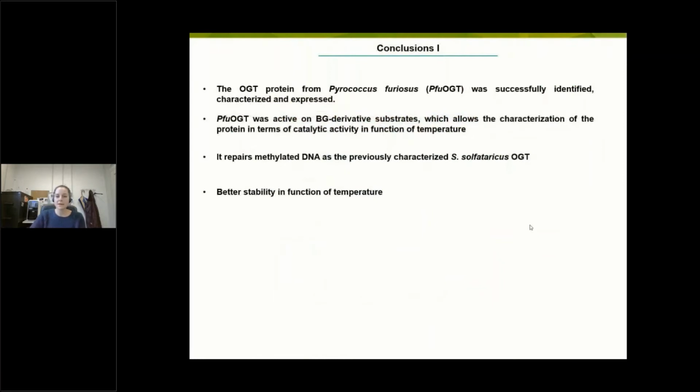So we successfully identified and characterized the first OGT from Pyrococcus furiosus, which is active on BG derivative substrates. It presents repair activity on methylated DNA, and it is also stable. It shows a better stability to high temperature if compared to the previously described thermostable SNAP-tag.